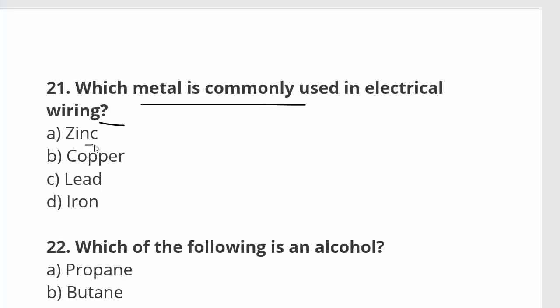Options are A. Zinc, option B. Copper, option C. Lead, option D. Iron. The right answer is option B.